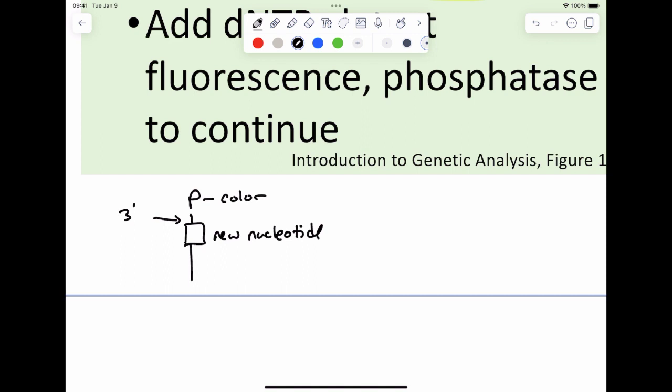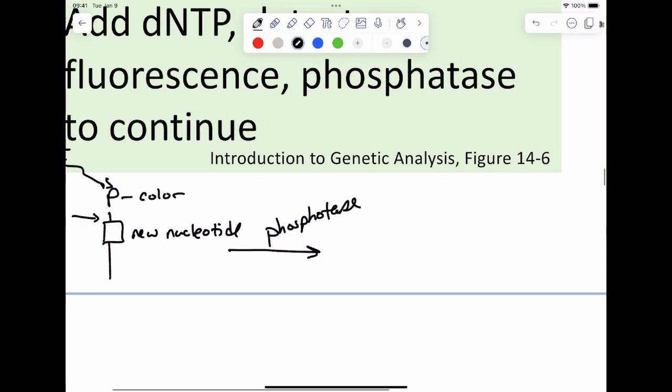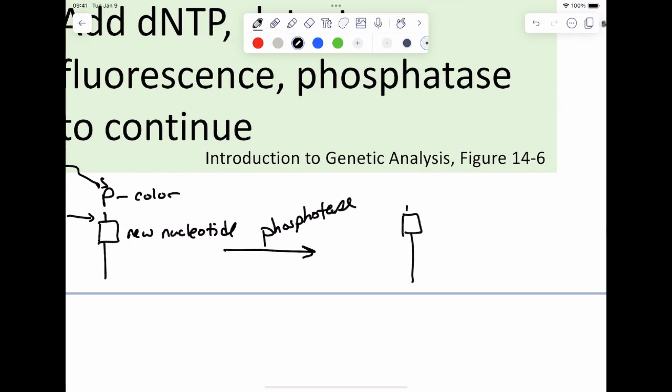So what I'm going to do is add in my next nucleotide. Let's take a photo of the colors we see. So we add the color. We can detect the color. Next step is we're going to add a phosphatase. You know what phosphatases do? Removes phosphates. When you remove the phosphate, you're left with a 3' OH.